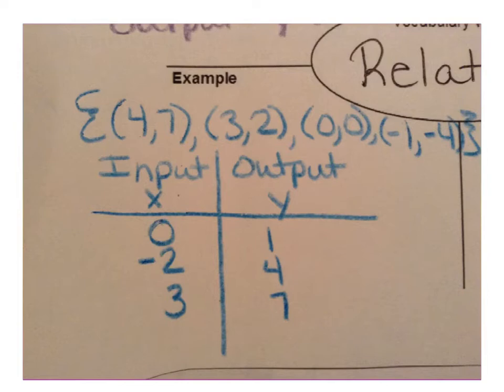So underneath example in the bottom left, if you were given this set of ordered pairs, you have 4, 7, 3, 2, 0, 0, -1, and -4. That would be considered a relation because you have sets of ordered pairs. Then there's also the input-output or XY table where you have your points listed. If they asked you, is this a relation, you would say yes because it represents ordered pairs.